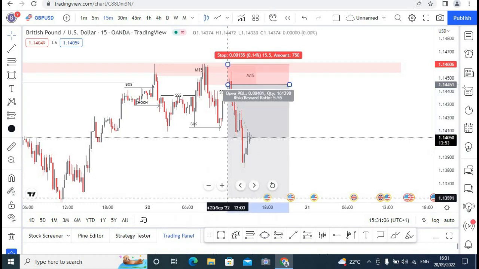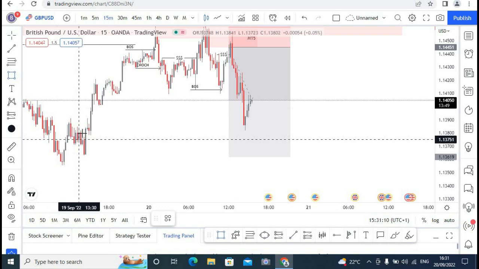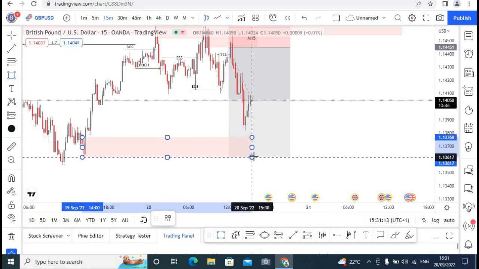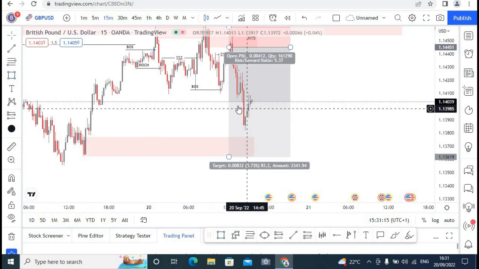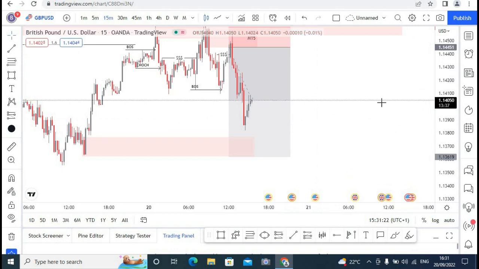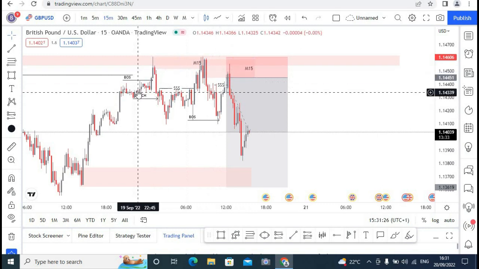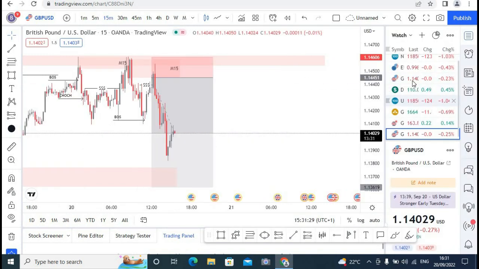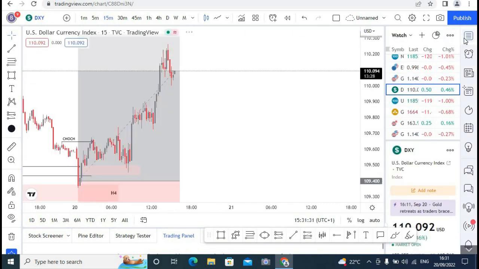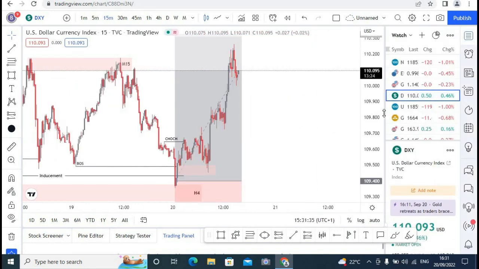But for me, I'm looking forward for them to continue going down, or they can come and reject to this demand zone. But this is not a good shift from a demand, so I'll expect them to continue going to the downside. And for me to say this was a valid trade, I use DXY. So DXY will help me to understand what I'll be looking for on my GBP USD and on my euro.